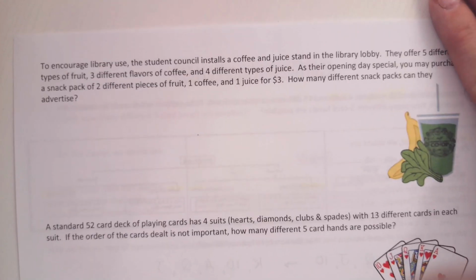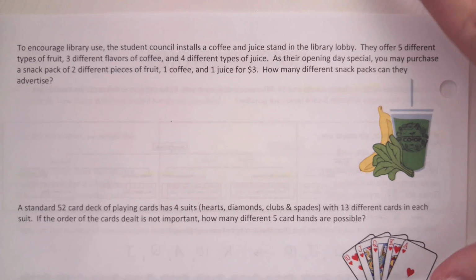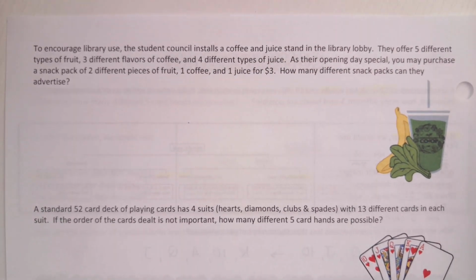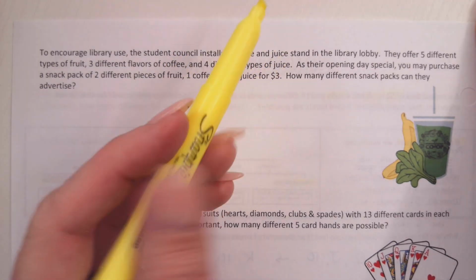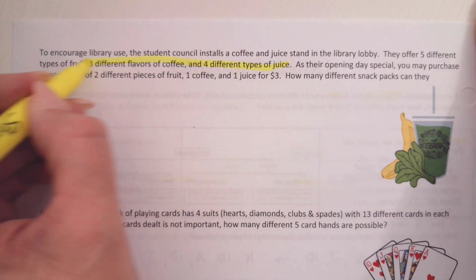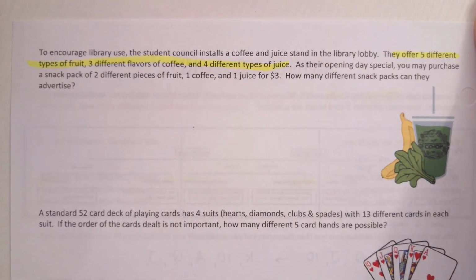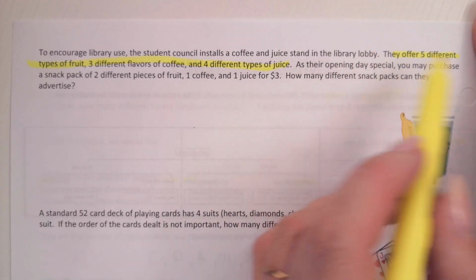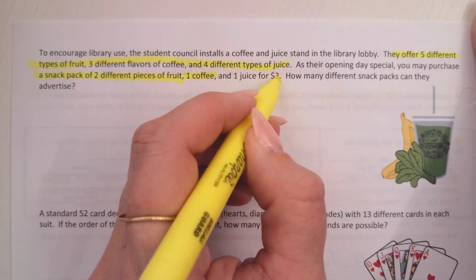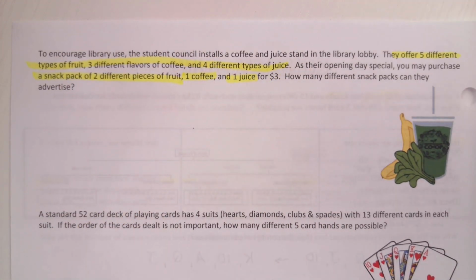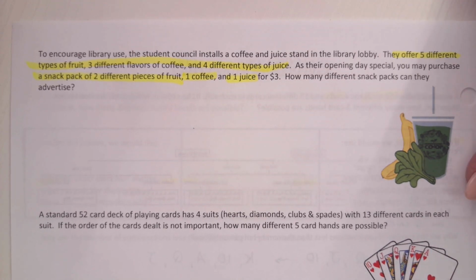The student council, they install a coffee and juice stand in the library lobby. They offer 5 different types of fruit, 3 different flavors of coffee, and 4 different types of juice. As their opening day special, you can purchase a snack pack that has 2 pieces of fruit, 1 coffee, and 1 juice for $3. And then you'll have to use the bathroom all day because that is a lot of fiber. How many different snack packs can they advertise?